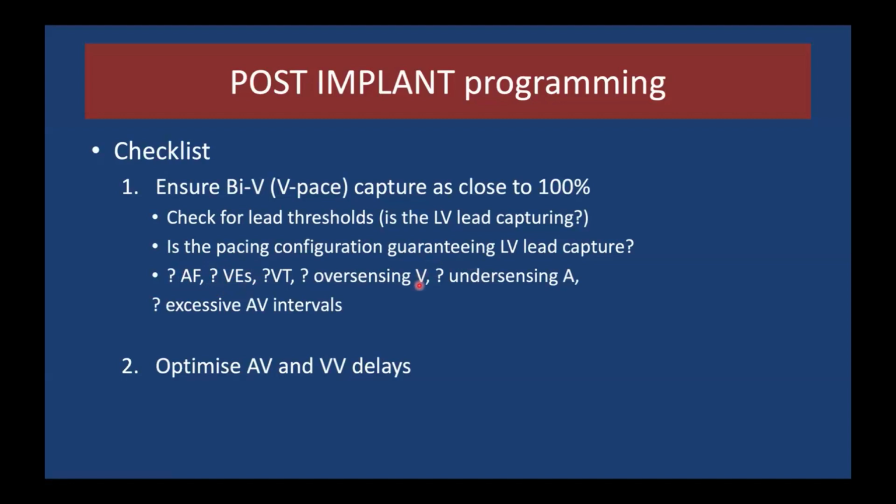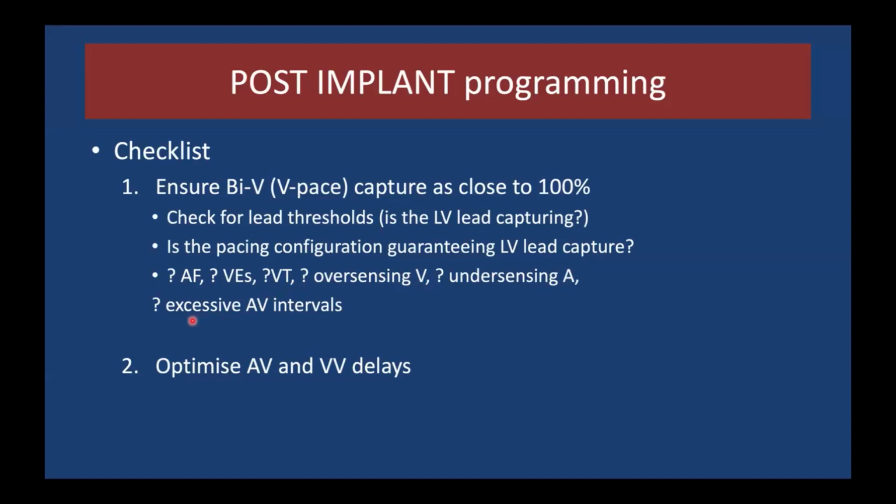Sometimes you're oversensing the ventricle. In other words, your device thinks that something has happened in the ventricle and tells you it's not going to deliver CRT. So you just have to check the sensing parameters against a sensed R wave and make sure that you don't have a problem there. Likewise with undersensing the atrium. And then I mentioned already the excessive atrioventricular intervals. And without further ado, I think that's 10 minutes.